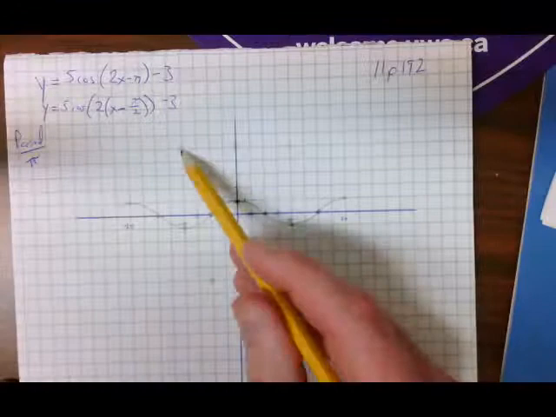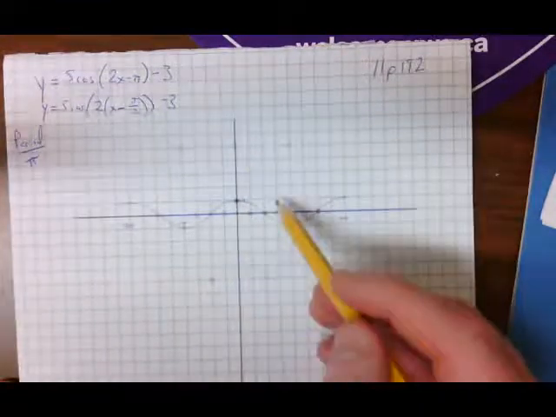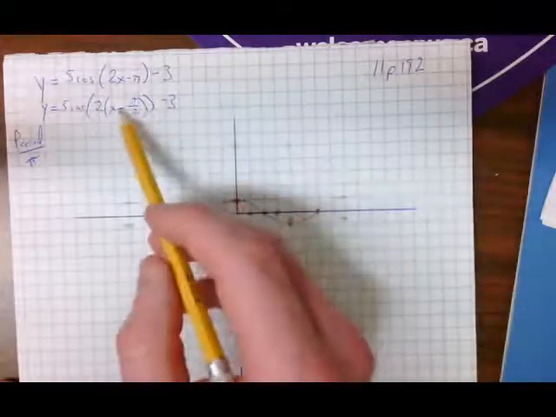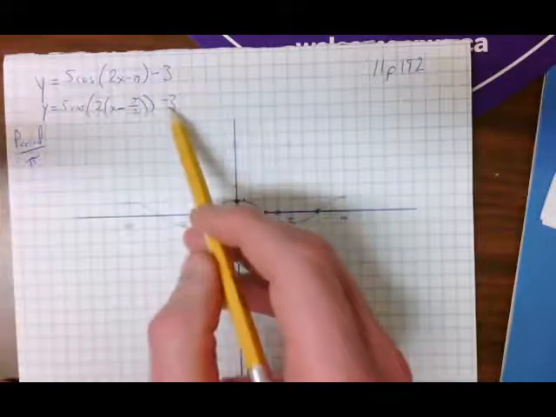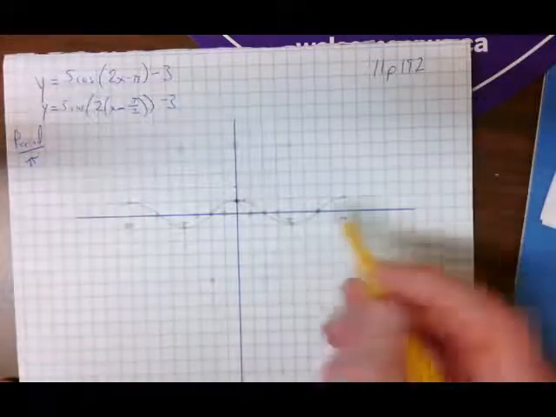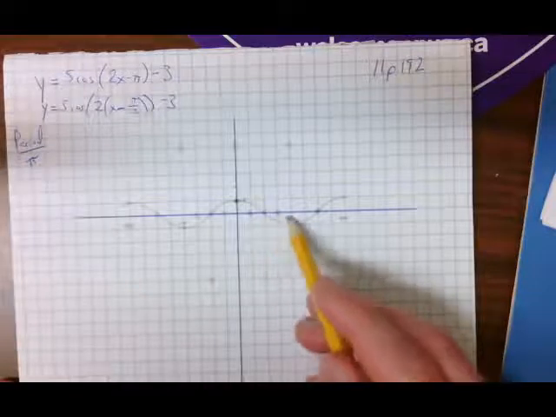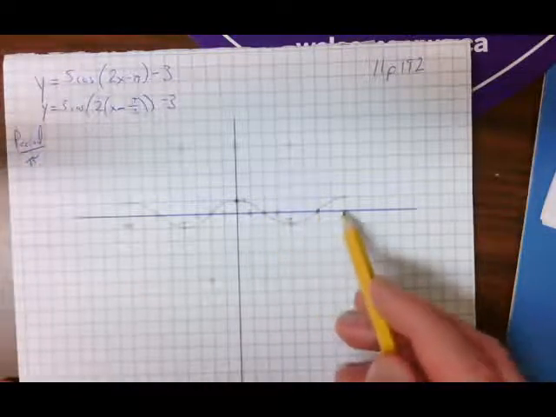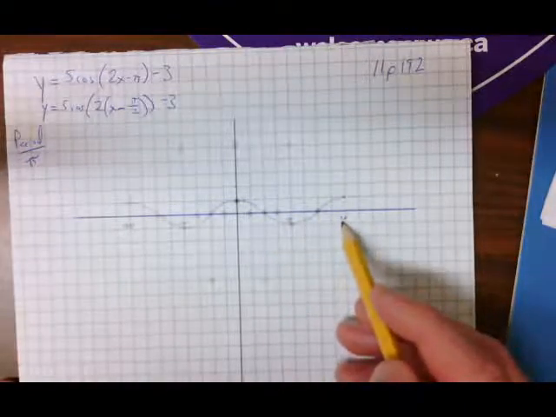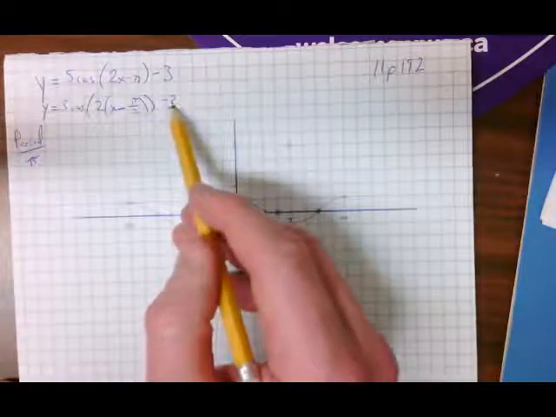So each one of these points that I made, now they all have to move to the right, pi over 2, and down 3. Pi over 2 is still pi over 2. It's still like every 2 squares. Okay, it's pi over 2, pi, 3 pi over 2, 4 pi over 2, which is 2 pi. So everything moves to the right, 2 squares, and down 3.